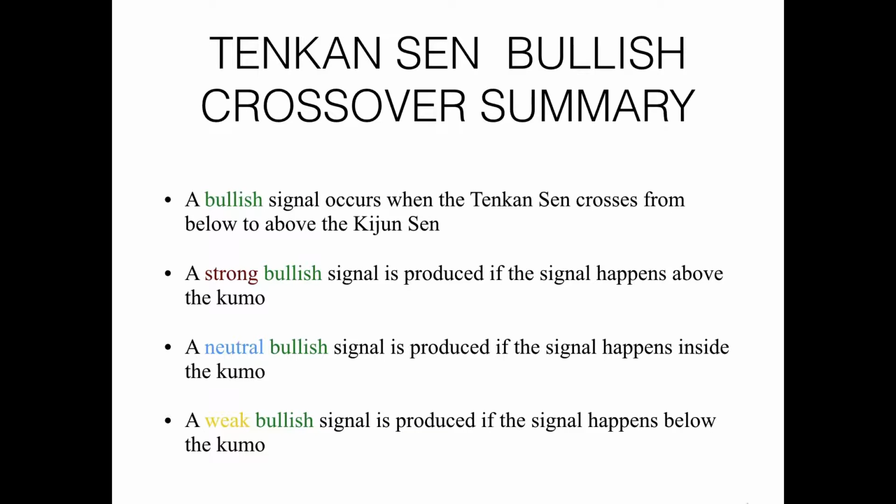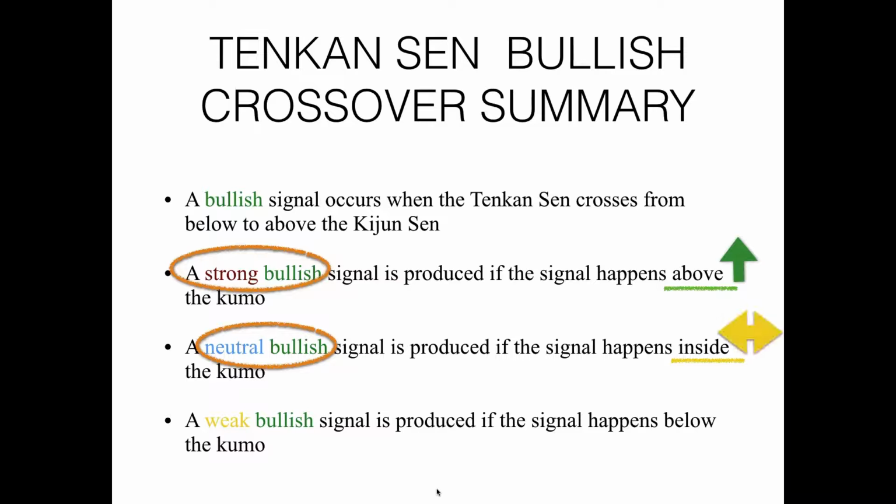To summarize our lesson on Tenkan-sen bullish crossovers, a bullish crossover occurs when the Tenkan-sen crosses from below to above the Kijun-sen. A strong bullish signal is produced if the signal happens above the Kumo. A neutral bullish signal is produced if the signal happens inside the Kumo. A weak bullish signal is produced if the signal happens below the Kumo.